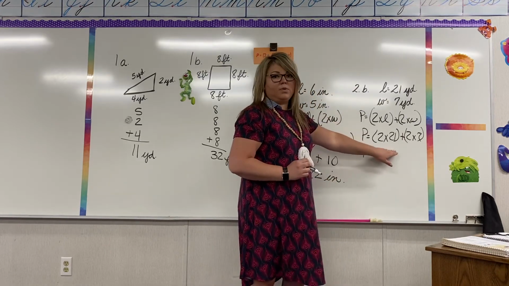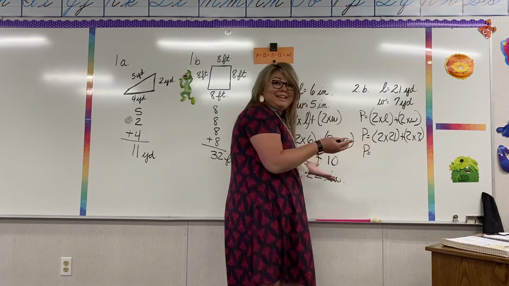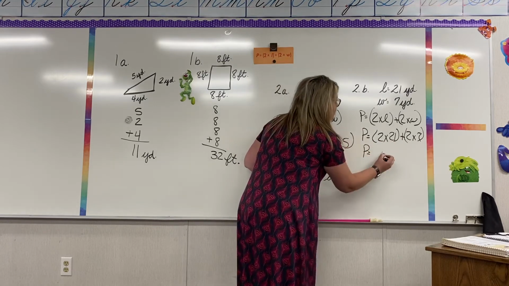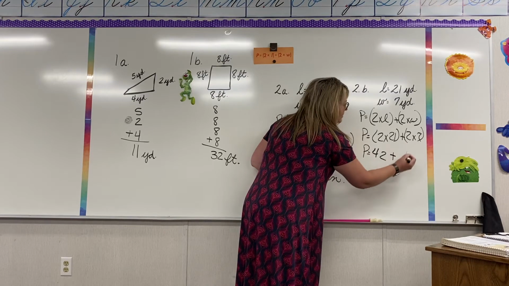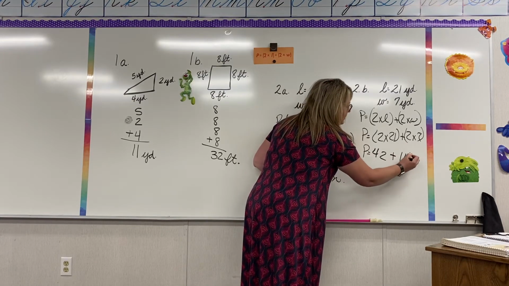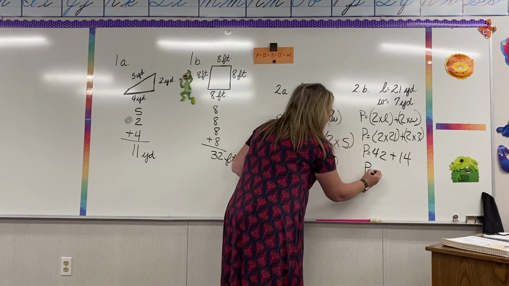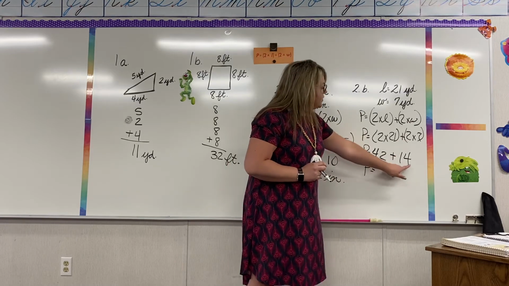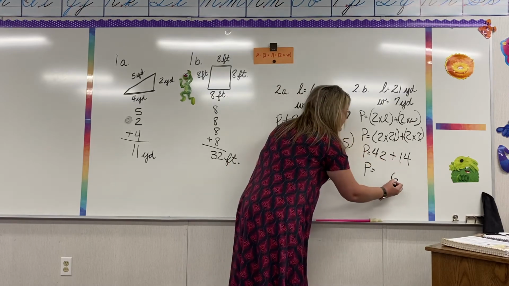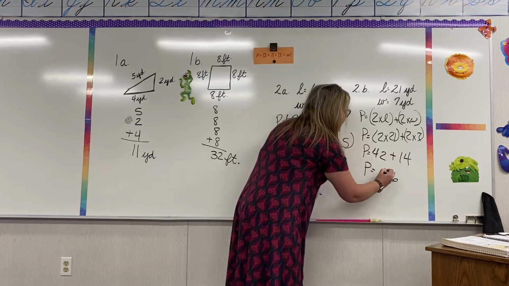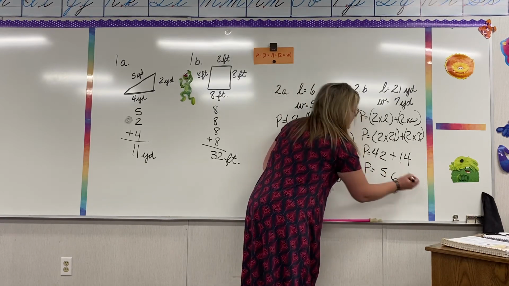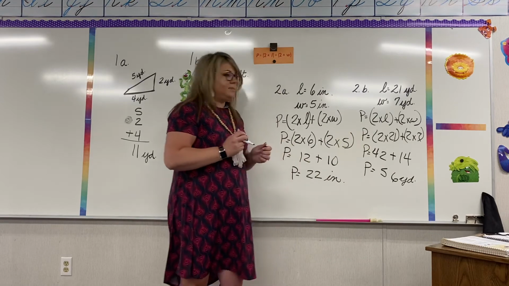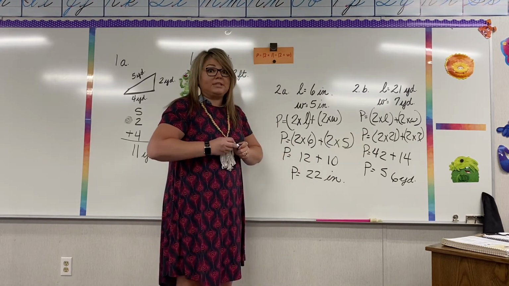2 times 21, well, if you want to do it sideways, that's fine. You can say 2 times 1 is 2, and 2 times 2 is 4, so that would be 42, plus 2 times 7 is 14. Then P equals, now we're going to add those together. So 4 plus 2 is 6, and 1 plus 4 is 5, so we have 56 yards. I know it's kind of slanted there. So that is our perimeter for that one.